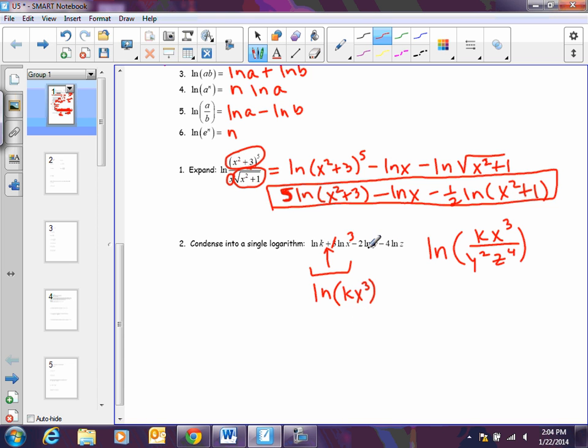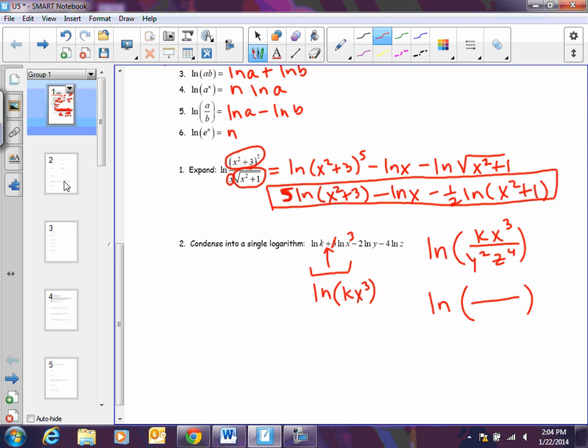So when you're doing something like this, my suggestion would be to write natural log. If you see a negative, go ahead and write your fraction bar, and then go through one thing at a time. Put it in the numerator if that log's positive, denominator if that log's negative. Any other questions?